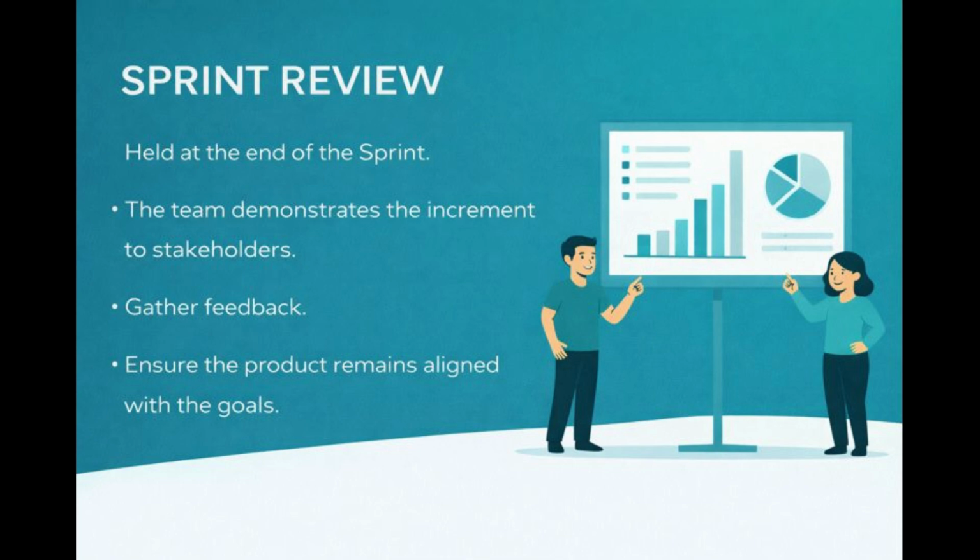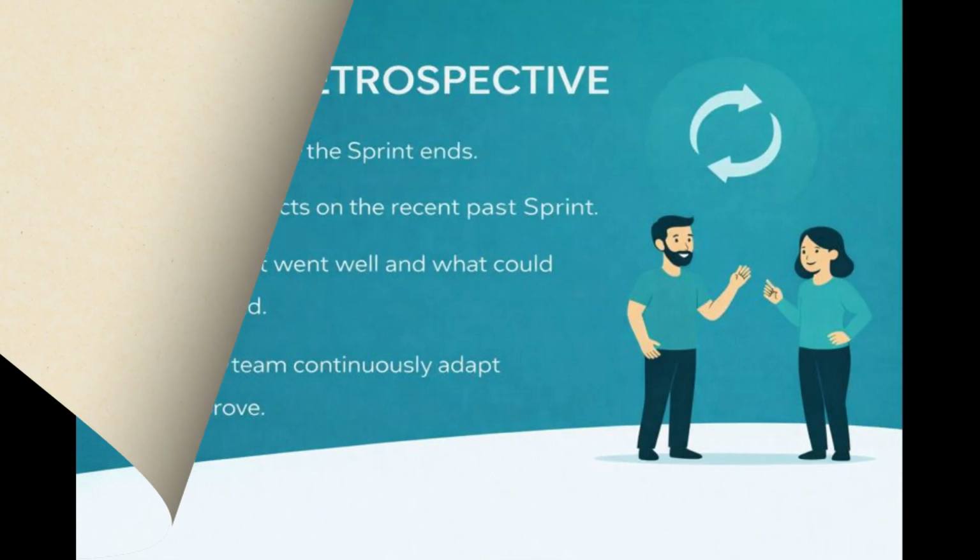Sprint Review. At the end of the sprint, the team holds a sprint review. They demonstrate completed work to stakeholders, gather feedback, and discuss what to do next. This is a collaborative conversation, not a status report.